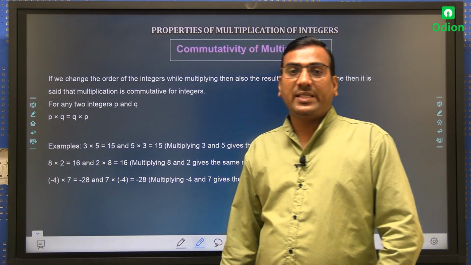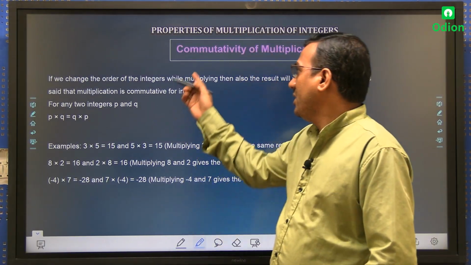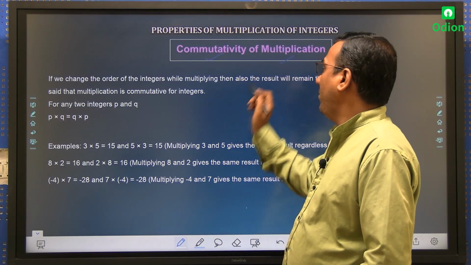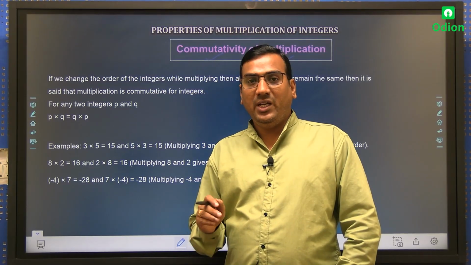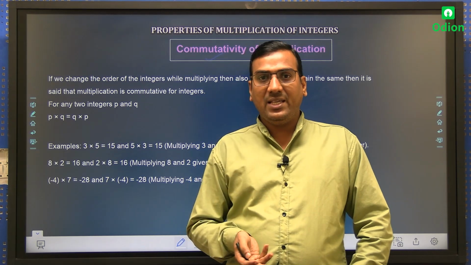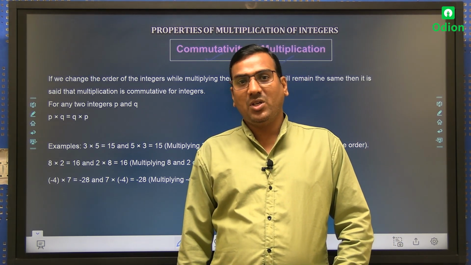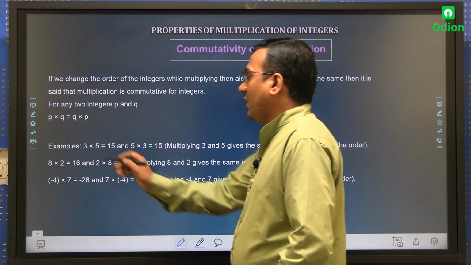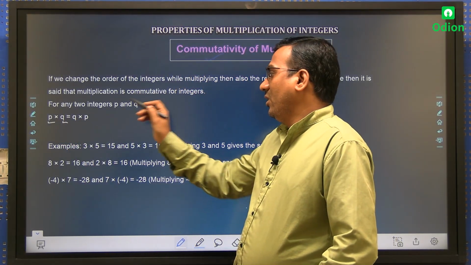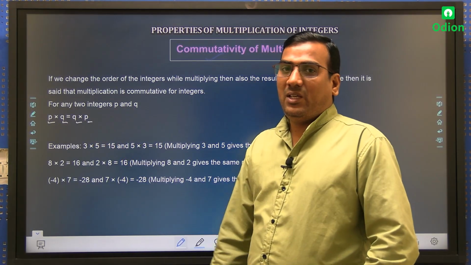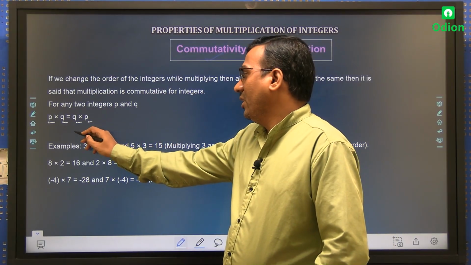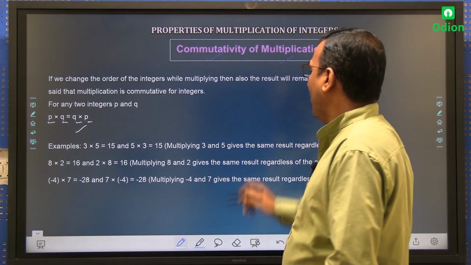Okay, then go for the second property of multiplication. It is well known to you. It is the commutative property of multiplication. What does it mean? If we interchange the numbers in multiplication, the result of the first case is just similar to the result of the second case. If I multiply p with q, whatever the answer comes, q multiplied with p, if I interchange the integers' places, then the result will be the same. It refers to commutative multiplication.